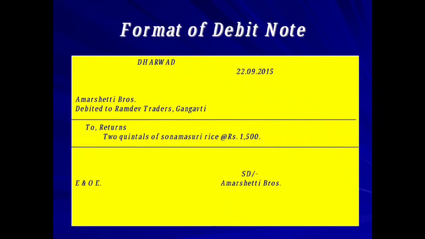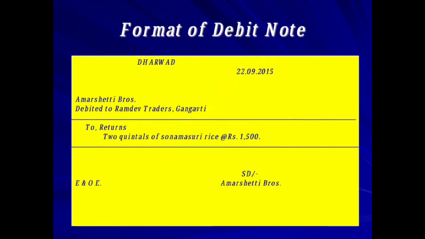Okay, then place Dharwad, then 22/9/2015, Amar Shetty Brothers, debited to Ramdev Traders, means we are returning it to Ramdev Traders. How much are we returning? 2 quintals of Sona Masuri rice at rupees 1,500. So we are returning 1,500 rupees of Sona Masuri here.